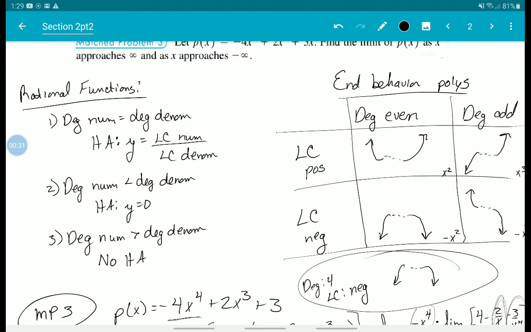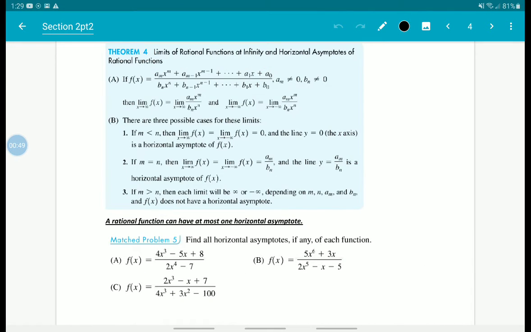the ratio of the leading coefficients. If the degree of the numerator is less than the degree of the denominator, then the horizontal asymptote is y equals 0. And if the degree of the numerator is larger than the degree of the denominator, you're not going to have a horizontal asymptote. So where does calculus fit into those rules? And that's what we're going to answer next.